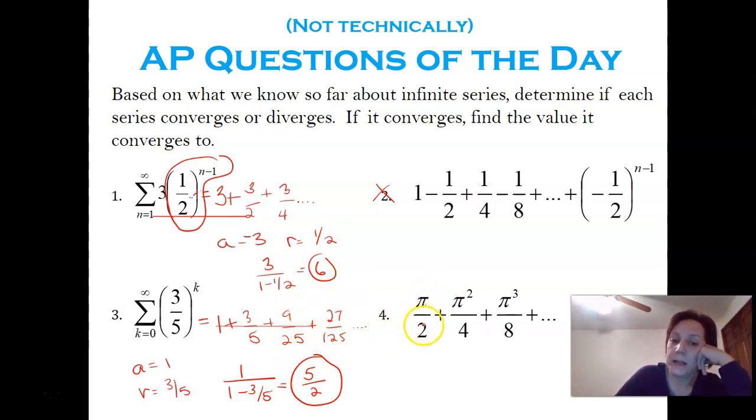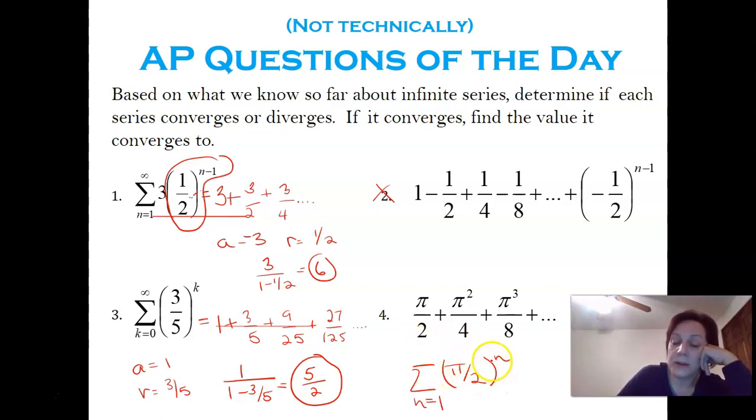Number 4 is another geometric. Again, they were a little bit tricky this time. They didn't write the rule for us, but hopefully you can see what's happening here. It's multiplying by pi over 2 every time. So this is a pi over 2 to the n. The only difference is here the n starts at 1. So your first term is pi over 2. Your second term is that squared, then cubed, then to the 4th, to the 5th.